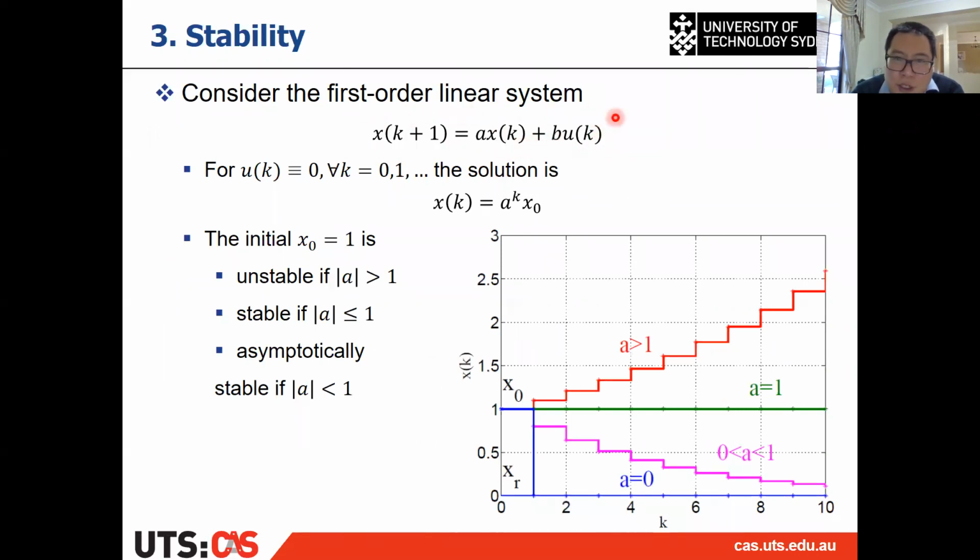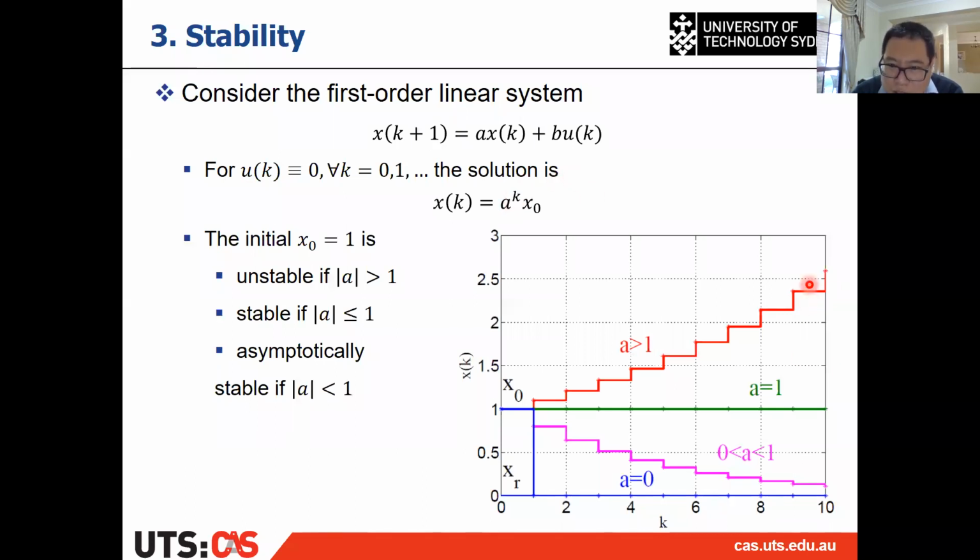Then if we choose u equal to 0, which means the input is equal to 0, then the solution of that case is x_k equal to a power k x0. If we give the initial x0 equal to 1, and a is larger than 1, the state changes as a rising line, which means it starts at 1 and is getting larger and larger. It's quite easy, right?